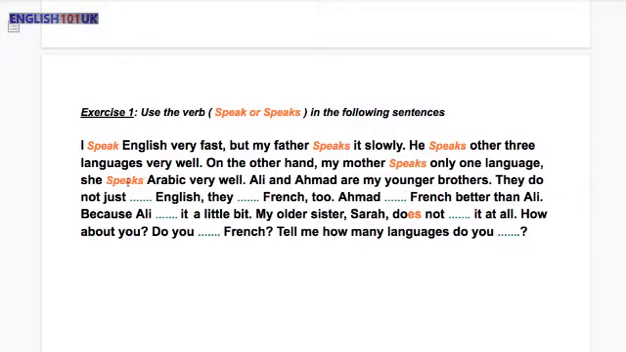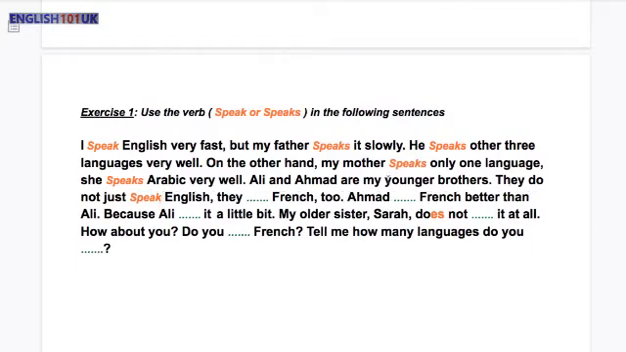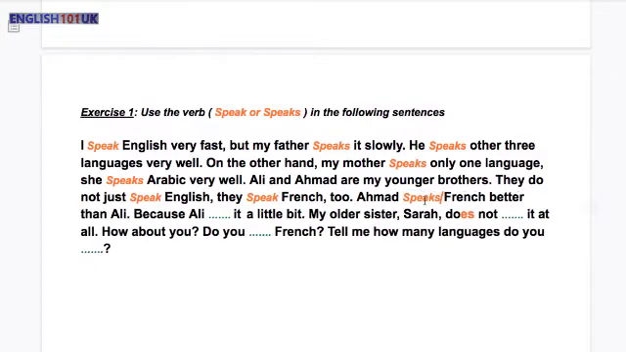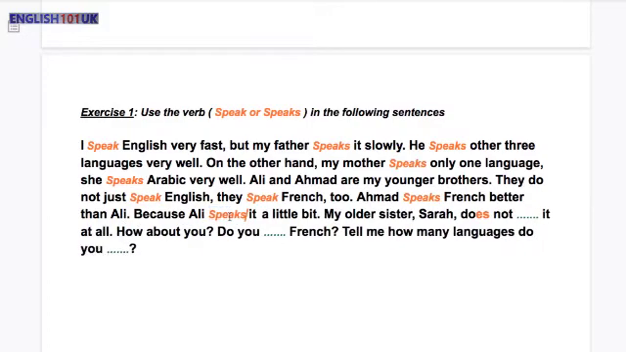She, one more time, speaks Arabic very well. Ali and Ahmad are my younger brothers. They do not just. They, it's a third person but plural. Therefore, we are going to say just speak without s. English. Again, they speak French too. Ahmed, he speaks French better than Ali. Why? Because Ali speaks it a little bit.